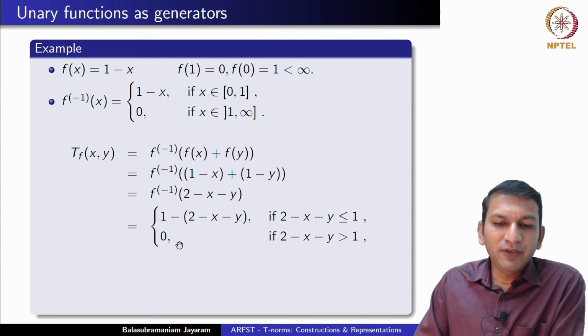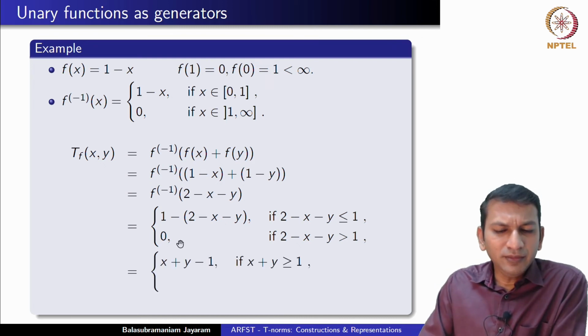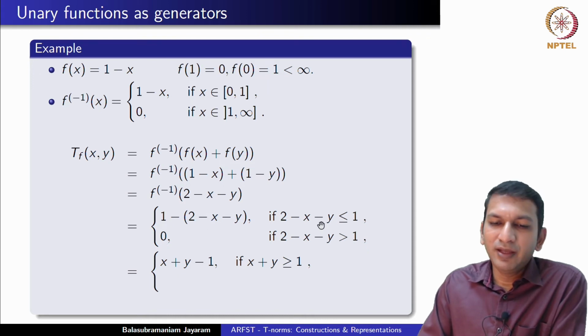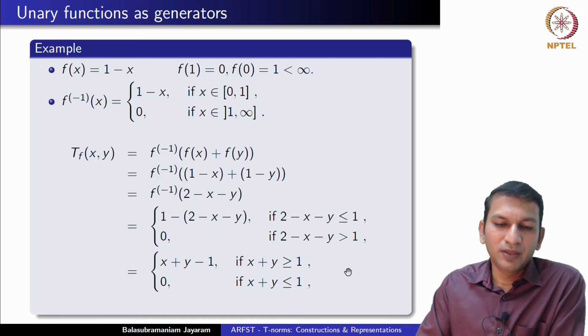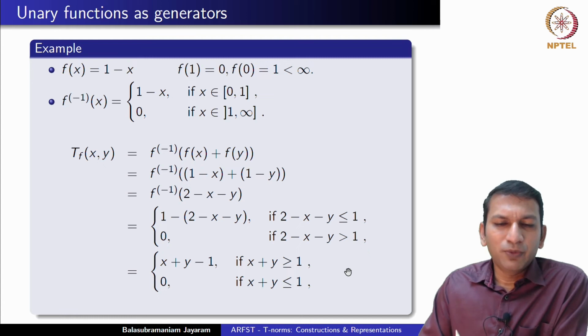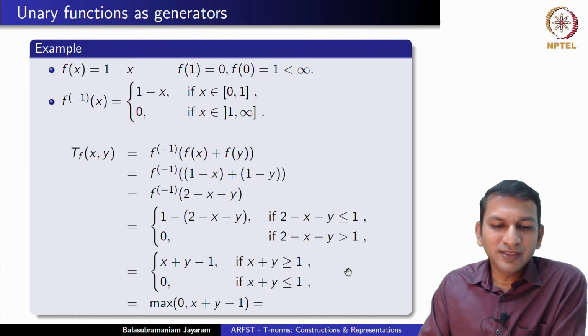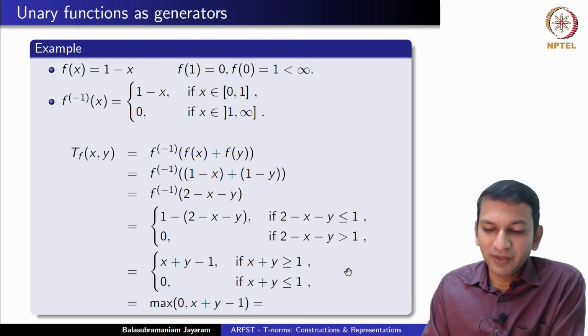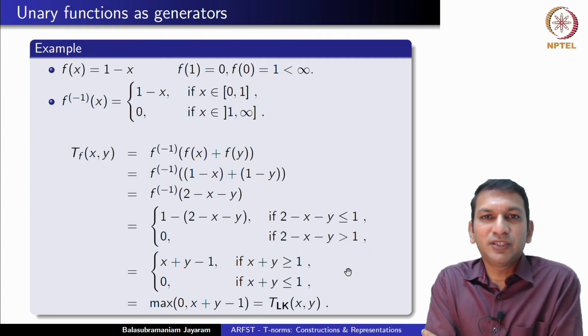Now let's simplify both the expressions under the cases and see what we get as the value. This is simply x plus y minus 1, and if you take minus x minus y to that side and 1 to this side, all you see is that x plus y is greater than or equal to 1. And similarly, this is the case where x plus y is strictly less than 1, but in this case you will see that they actually coincide, so it's not a problem even if you use an inequality. But what is this? You could also write it like this: max of 0 comma x plus y minus 1, which is essentially your Lukasiewicz T-norm.